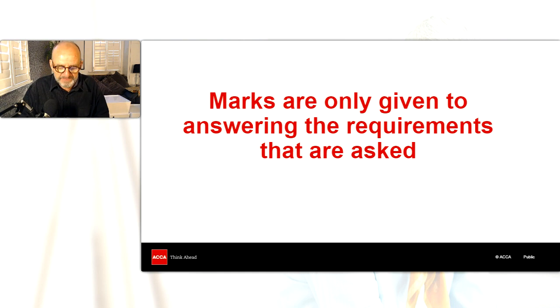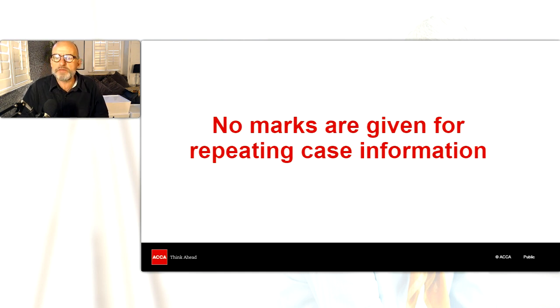The other thing that the examiner points out is that you don't get any marks for repeating the case information. There is a tendency when reviewing student scripts to see students copying and pasting big chunks of both the pre-seen or the exhibits into their answers. Again, that gets no marks, but not only does it get no marks, it takes lots of time to do so and takes away time that could have been spent earning marks. So please don't do that.